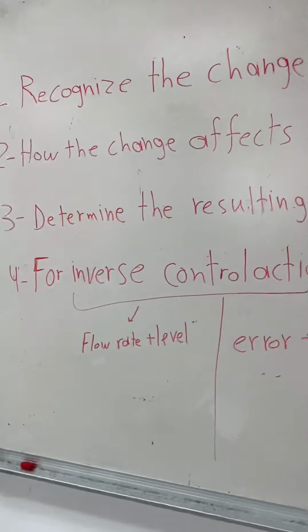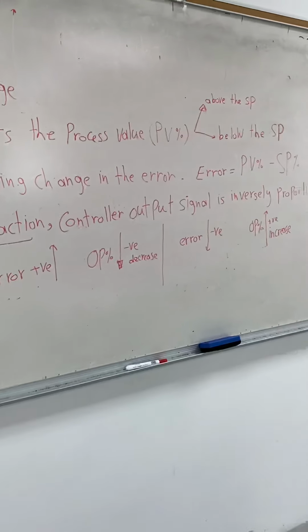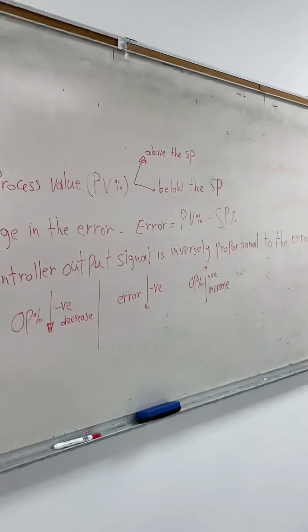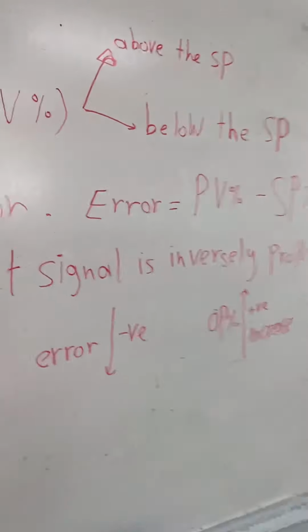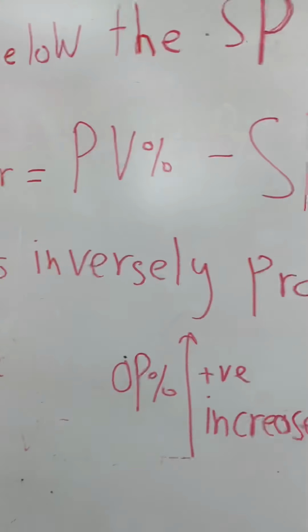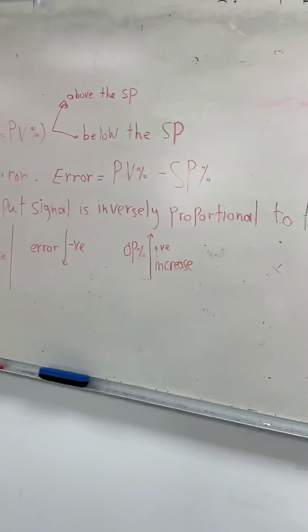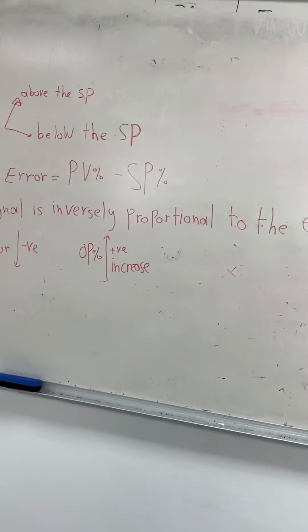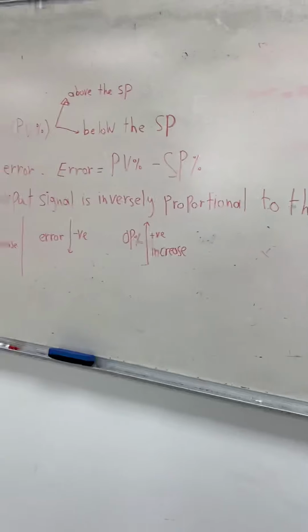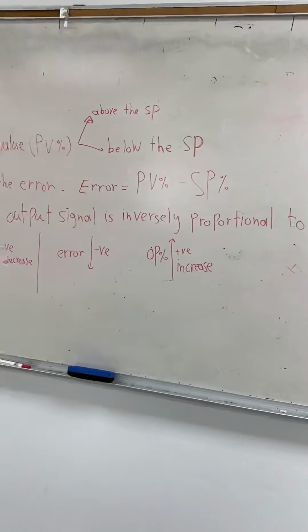Okay? And that brings me to the third step, which is calculating or determining the resulting change in the error. Okay? Based on how the process value will deviate from the set point, we will determine what will be the change in the error itself. And the error, as you can see, is equal to the process value minus the set point. So if the process value goes below the set point, this means that we'll have a negative error. If the process value goes above the set point, this means that we will have a positive error.